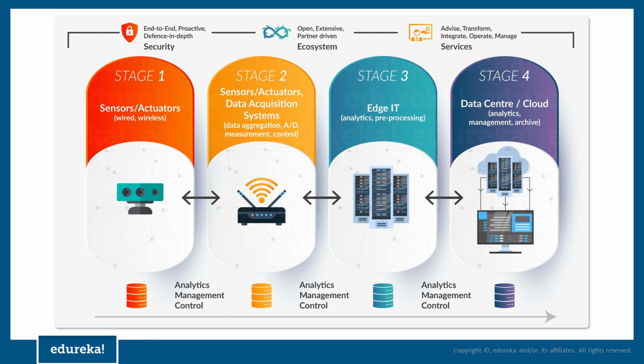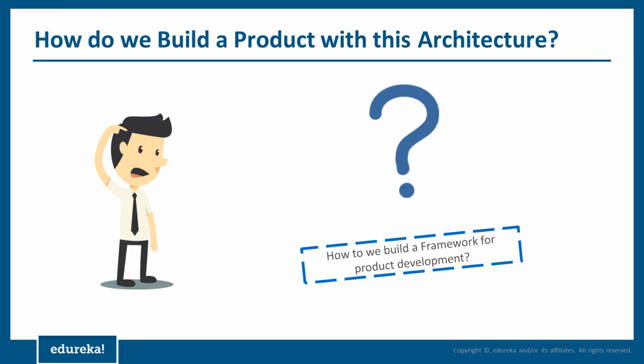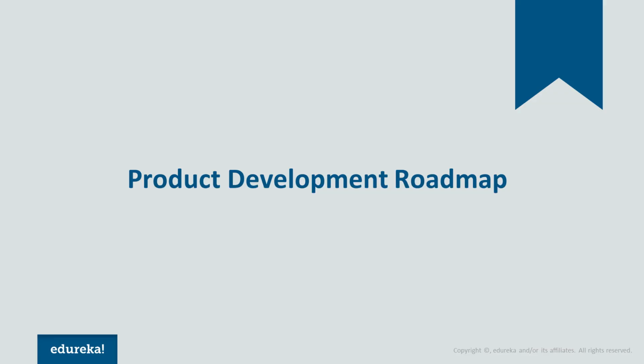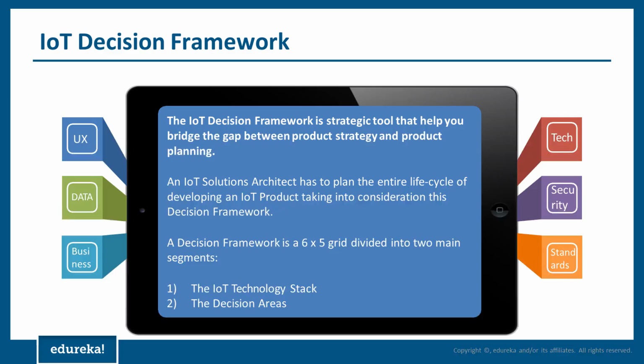Data moves on to the applications which manage it. Still, we are not talking about cloud or anything here. So how do we build a product? There's a product development roadmap, which we call the IoT decision framework. And what is the IoT decision framework? It's a grid, with the IoT technology stack on one side and your decision areas on the other.